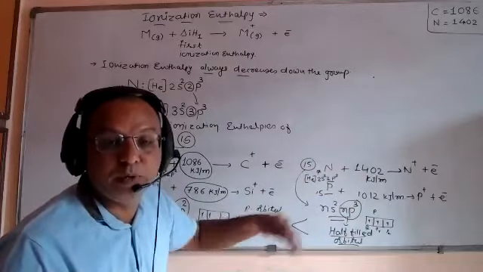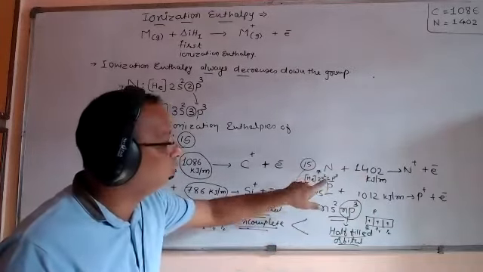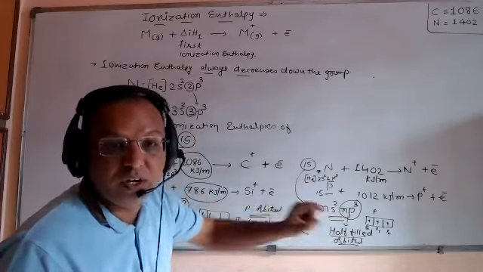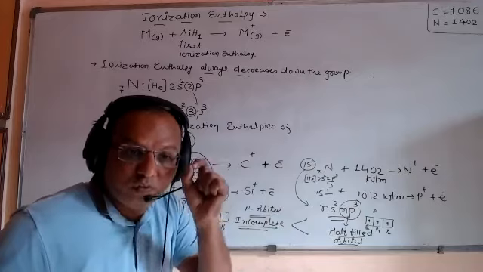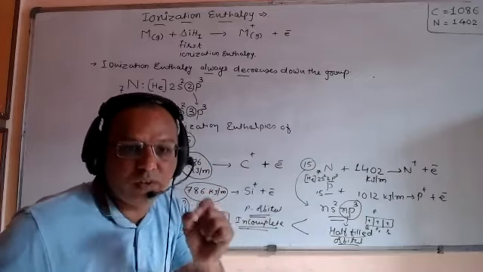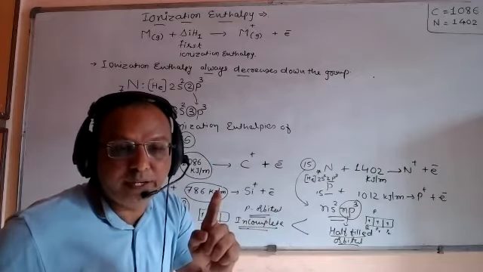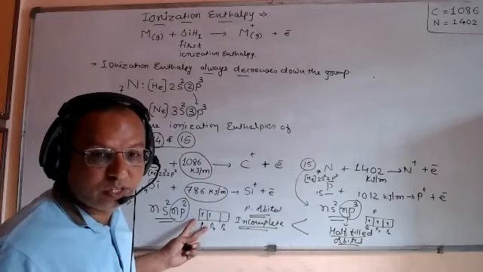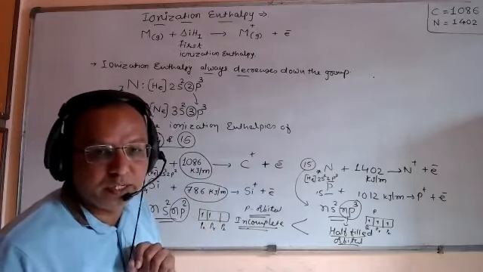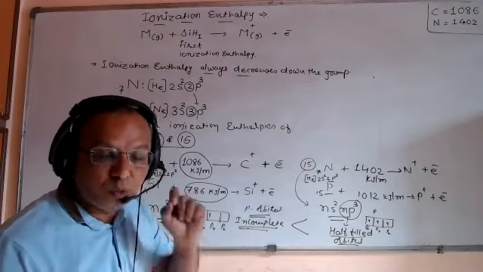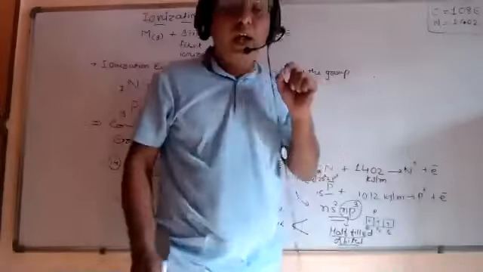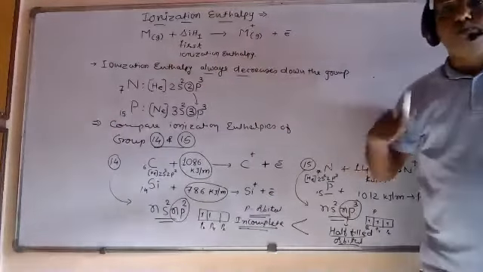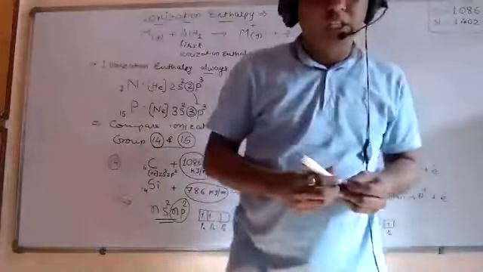So the energy requirement is much more because this is half filled. A half filled electronic configuration of any orbital is always stable compared to incomplete. This is called incomplete because two electrons are there and the pz orbital is empty. And friends, that's why group number 15's elements require more ionization enthalpy compared to group number 14's. Okay.